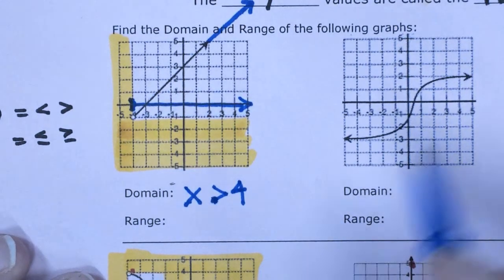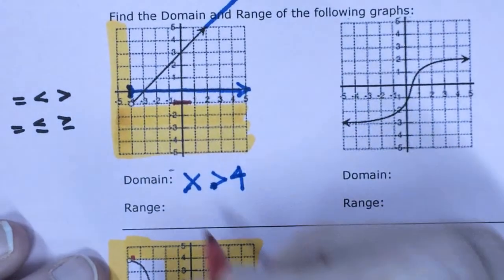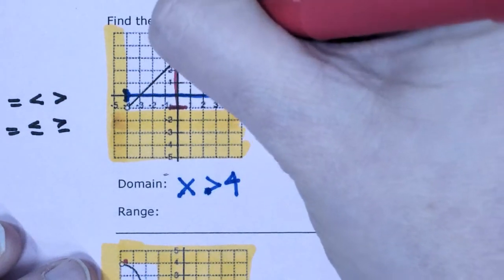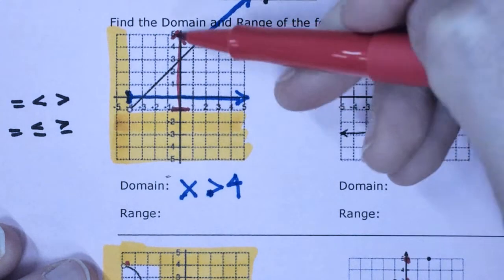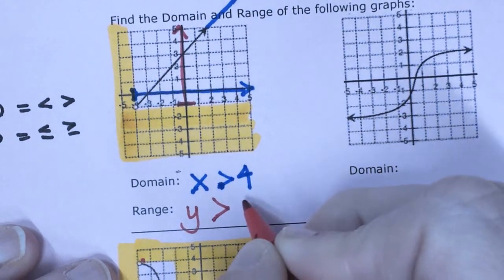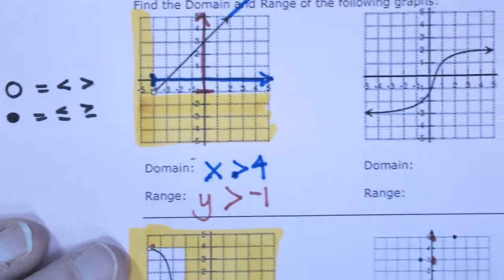All right, let's look at the y values. Y values are the same. My lowest y value is right there at -1. And it keeps on going forever. So if I were to draw a line, I would go like that, because you see how there's an arrowhead right here? It keeps on going. So my y values are greater than -1. Since this is a bubble, I can't put or equal to because I can't include that value.